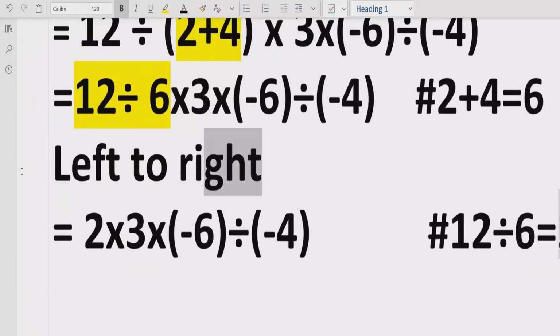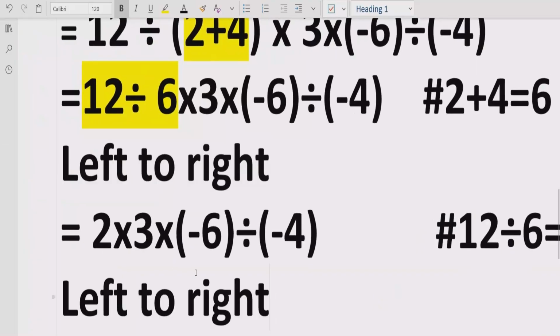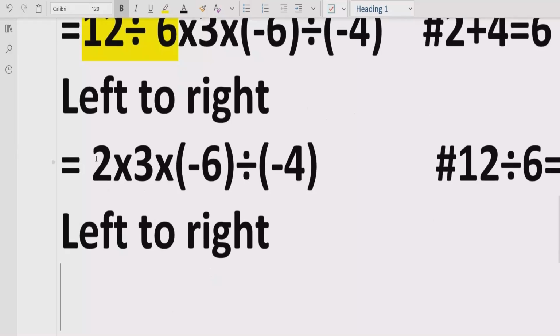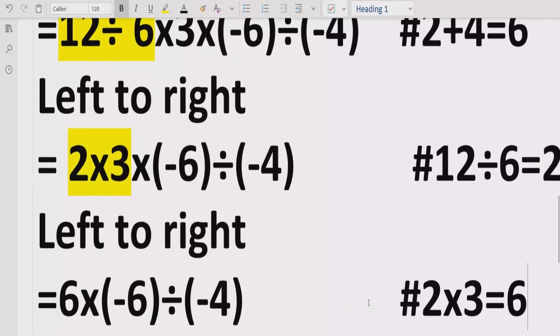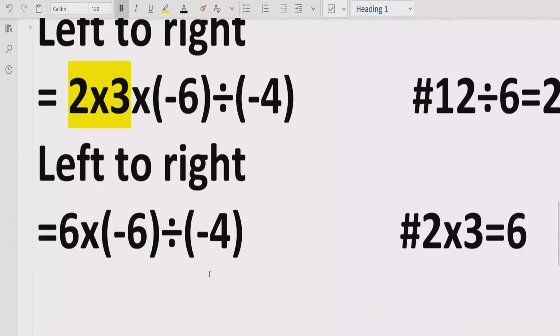Now move forward, we have to solve again division and multiplication. So now we have to multiply by 3. This part which becomes 6, multiply by minus 6 and divided by minus 4, we will write here as it is. And here we have to give the reference like 2 multiplied by 3 equals 6.